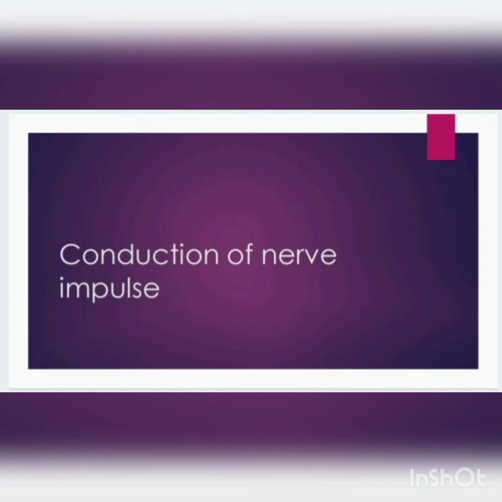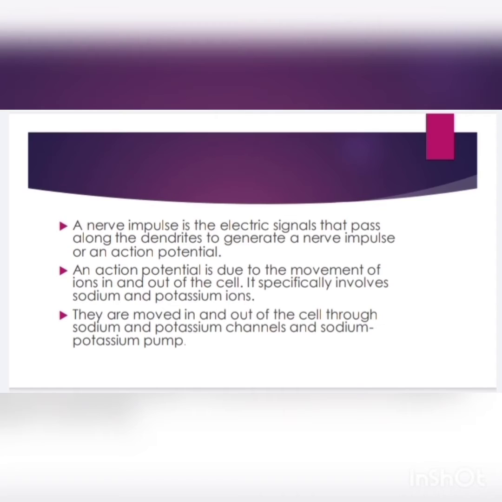Today we are going to discuss conduction of nerve impulse. A nerve impulse is the electric signals that pass along the dendrites to generate a nerve impulse or an action potential. An action potential is due to the movement of ions in and out of the cell. It specifically involves sodium and potassium ions. They are moved in and out of the cell through sodium and potassium channels and the sodium potassium pump.